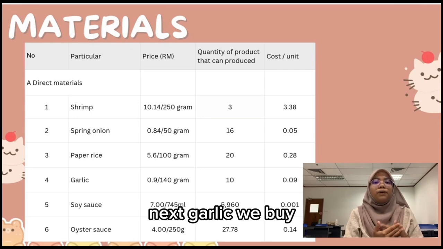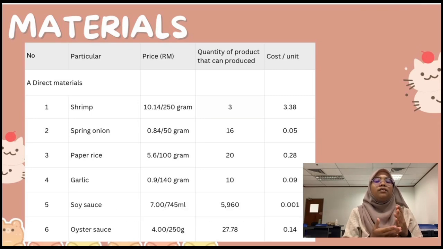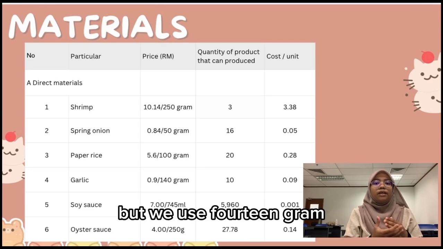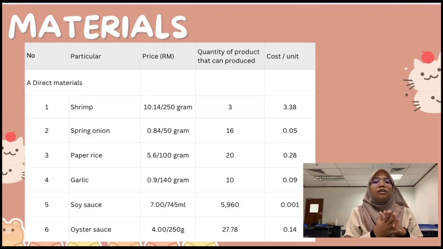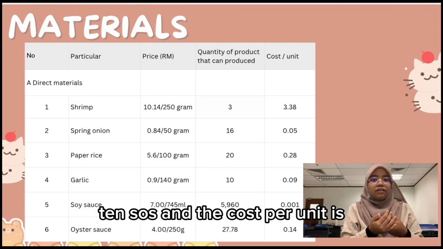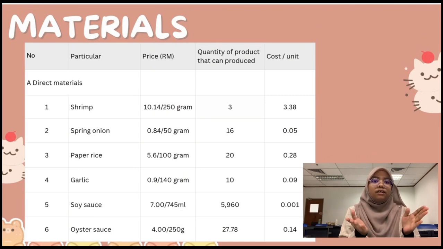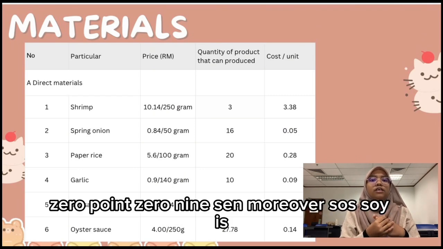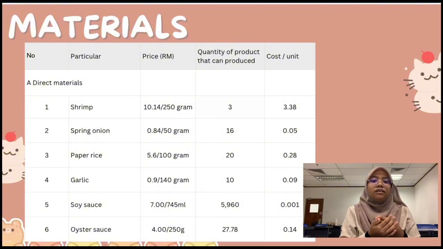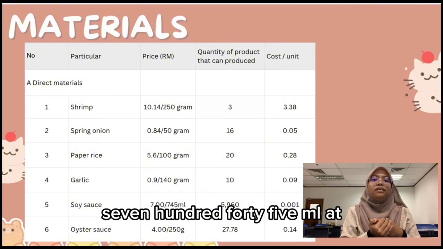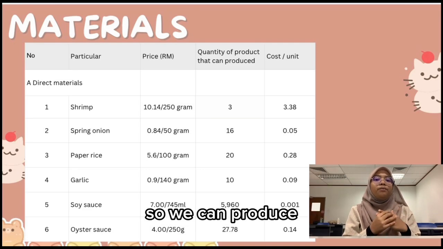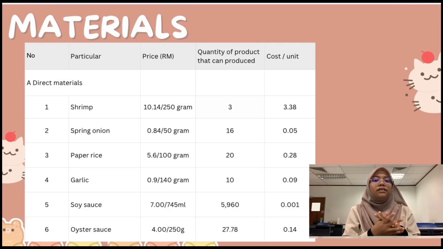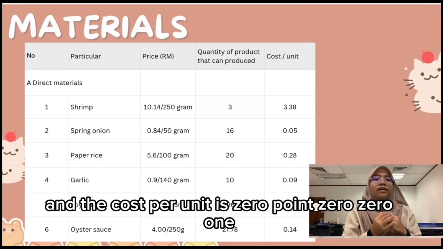Next, garlic. We buy 140 grams at 0.9 cents, but we use 14 grams, which is 2 pieces. The amount of garlic can make 10 sauce, and the cost per unit is 0.09 cents. Moreover, soy sauce is 745 ml at 7 ringgit, but we only use 8 grams, so we can produce 5,960, and the cost per unit is 0.08 cents.